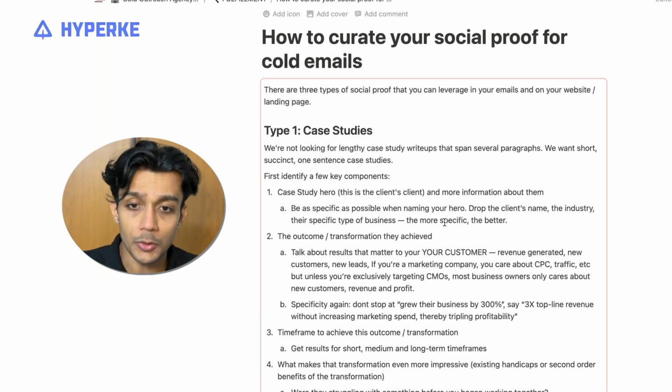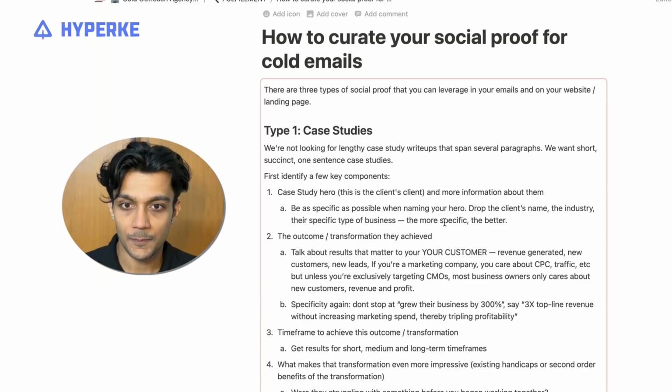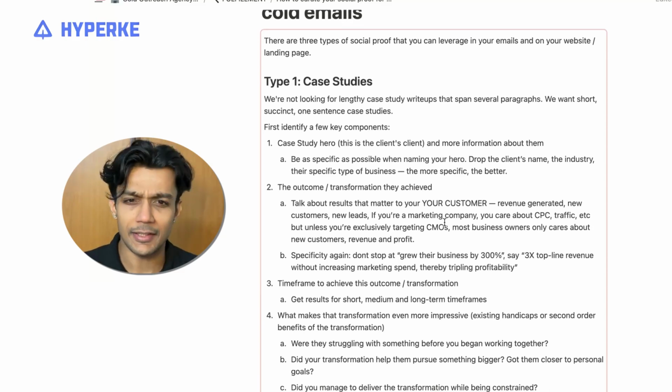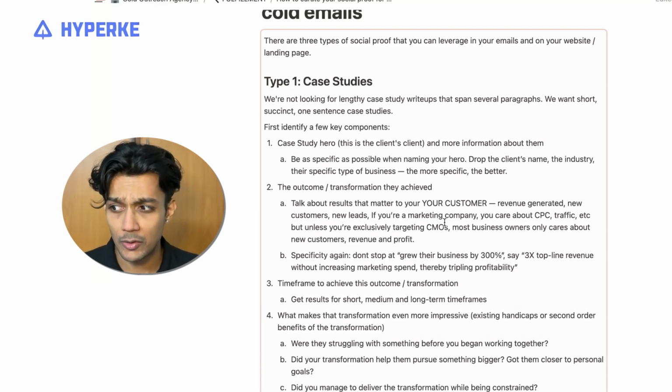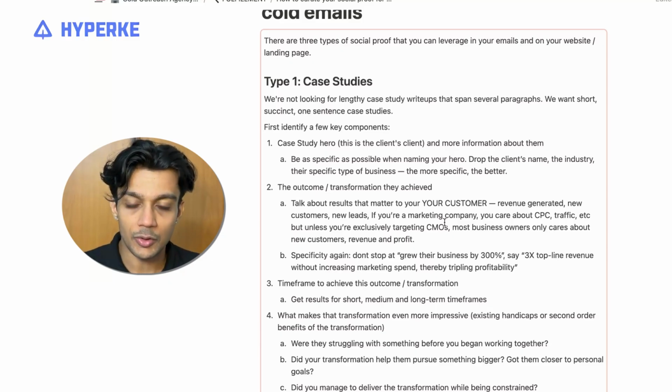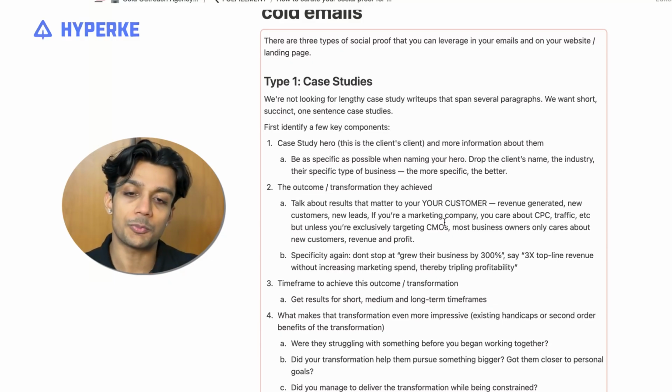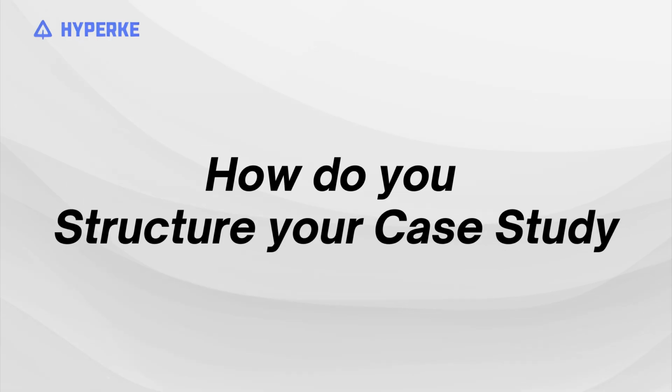Right off the bat, you have case studies. This is by far the most common as well as the most effective form of social proof that you can leverage in your cold emails. Okay, and when I say case studies, we're not talking about lengthy case studies that span several paragraphs that you might see on a company's website. In your cold email, just because we want to keep our cold email super short, you want a one sentence case study that conveys all the value that case study carries within less than 5 seconds, so that the prospect knows you know what you're talking about and you have demonstrated that you have the competence, the ability to help other prospects like them.